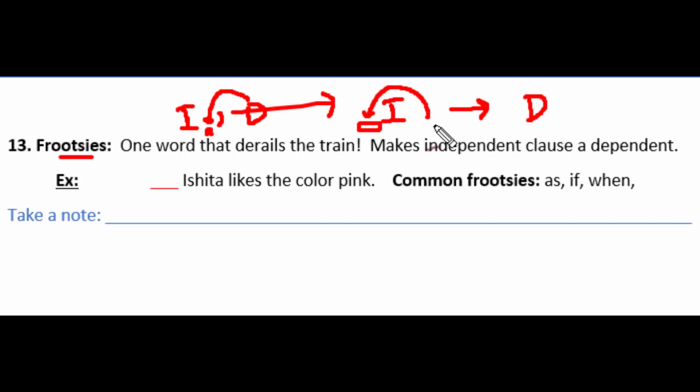Wait, it's a fruitsy, kids. A fruitsy is one word that we throw in front of an independent clause and it throws everything out of whack. It changes it into a dependent clause. Let's take a look at our example.